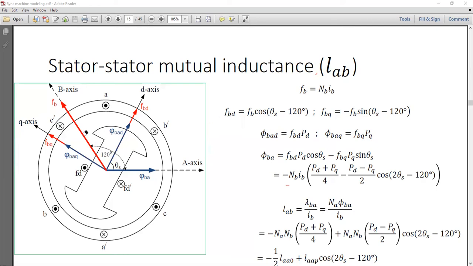What is FBD? FBD would be the component of FB along the D axis. So you need this angle. This is your FB, the red line along the B axis. You need to calculate FBD along the D axis, so you need to calculate this angle. What is this angle? The whole thing is 120. This small part is theta. So what is this?